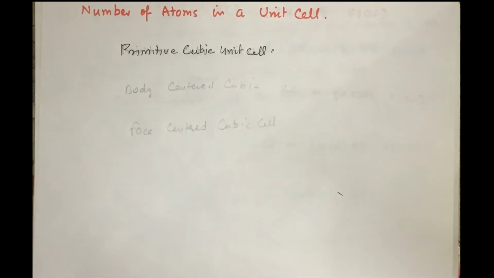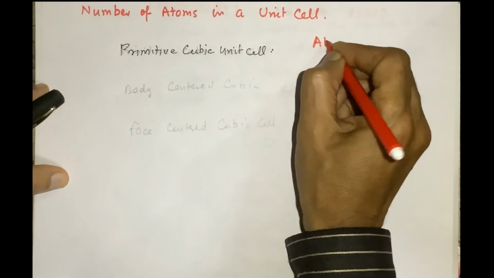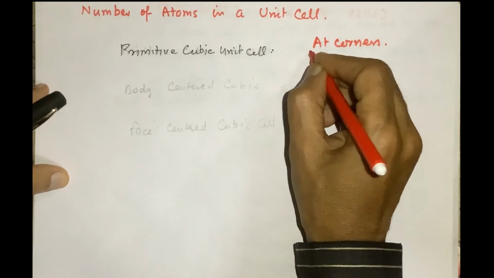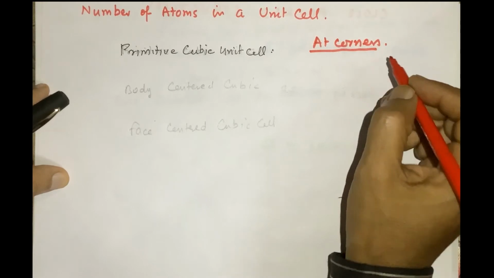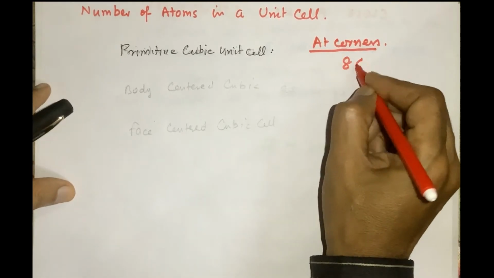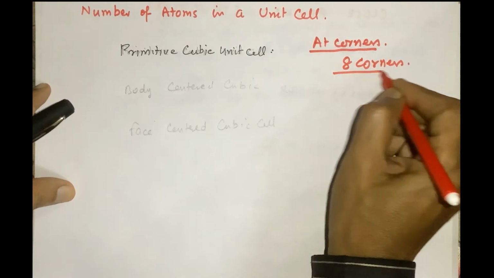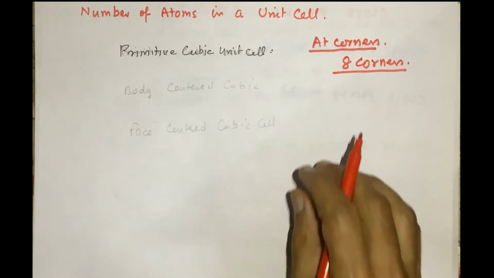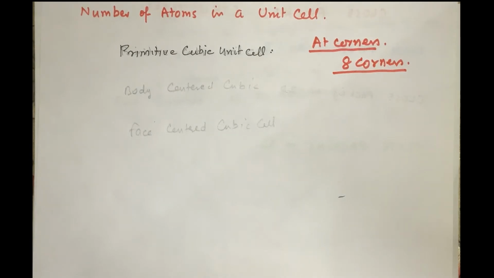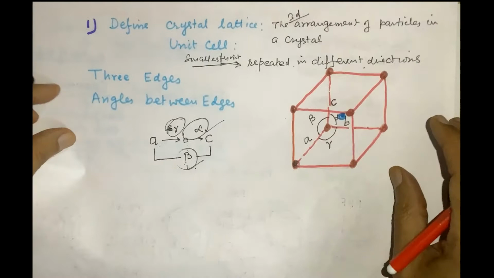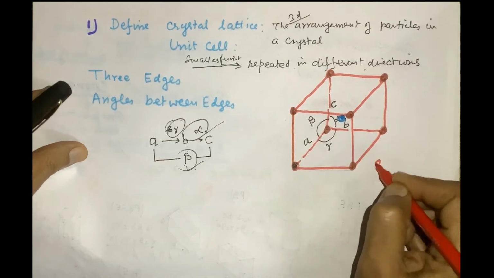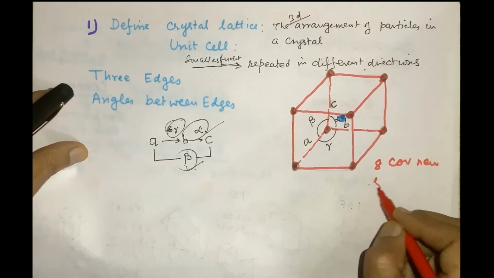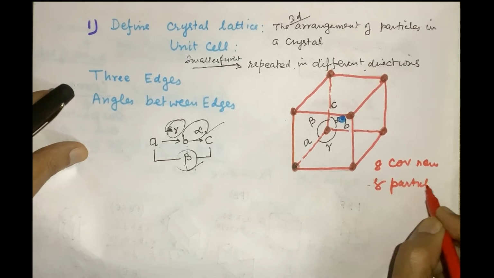We have learnt that this is a unit cell in which the constituent particles are present at corners. So in a cubic structure there are 8 corners. See, if we consider this, there are 8 corners in a cubic structure. 1, 2, 3, 4, 5, 6, 7, 8. 8 corners are there. So there are 8 constituent particles.